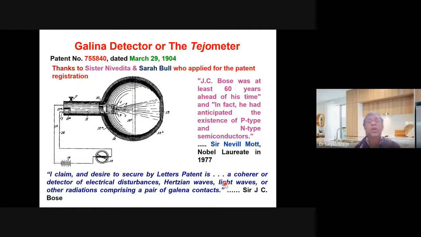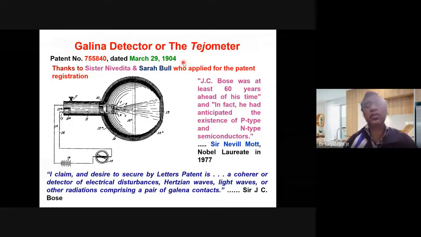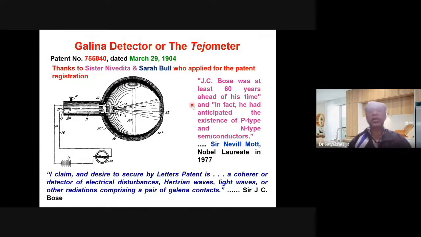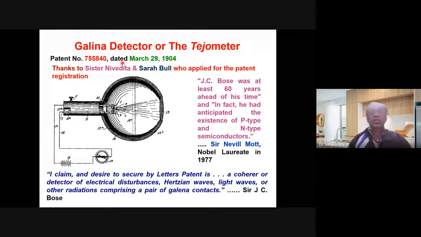Now, this Galena detector device was patented on 29th March 1904. It was filed in 1900, but the patent was awarded in 1904, and this is the US patent number. And you will be surprised to know that this is the first patent awarded to any Asian, and not only that, it was the first patent on any semiconductor device, right? So now a little bit of history.